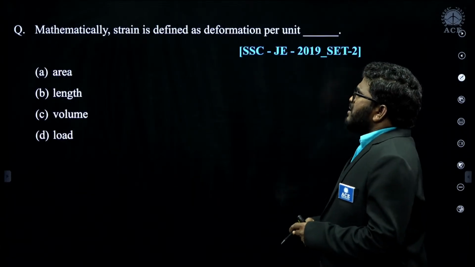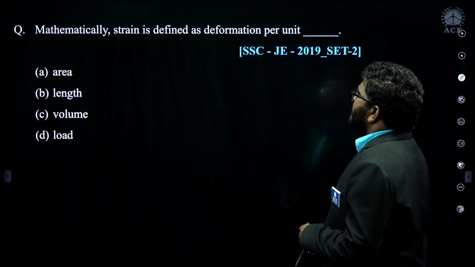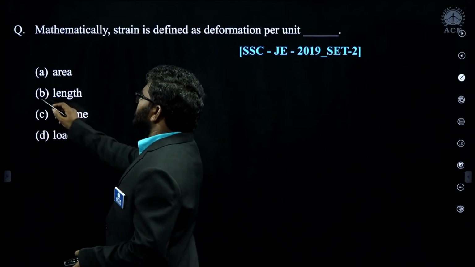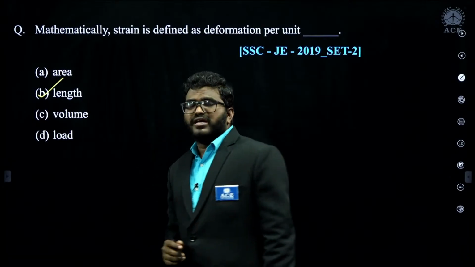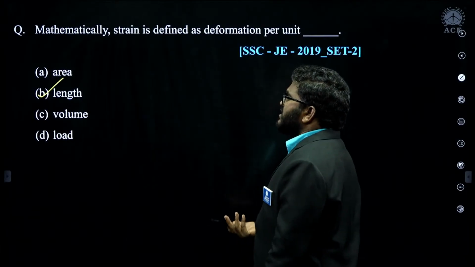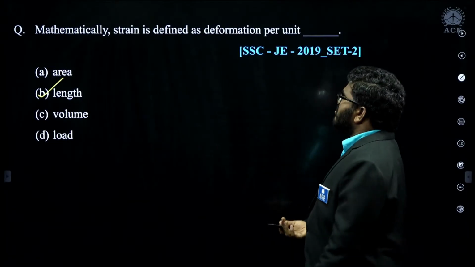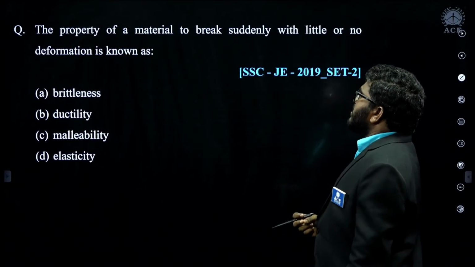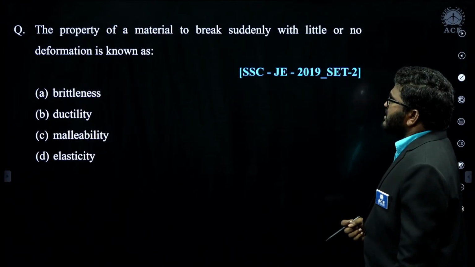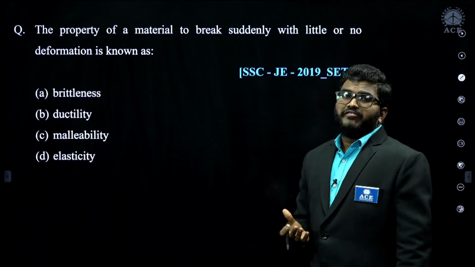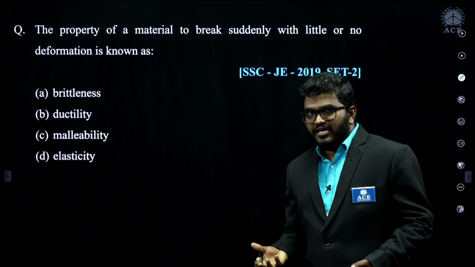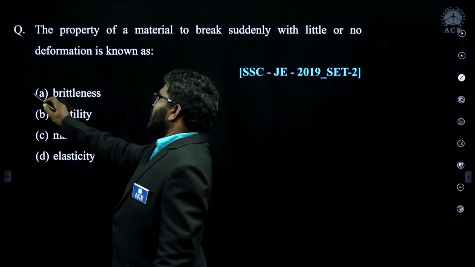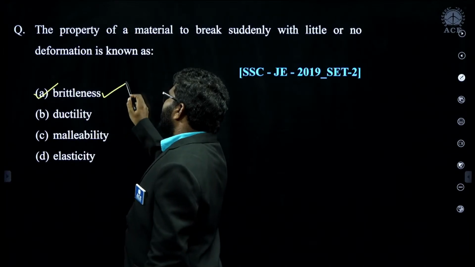Now, mathematically, strain is defined as deformation per unit length. It's a very simple question. Deformation per unit length is change in length divided by original length, which is strain. Now, see here, the property of a material to break suddenly with little or no deformation. If a material breaks suddenly on applying load without any deformation, we call it brittleness.